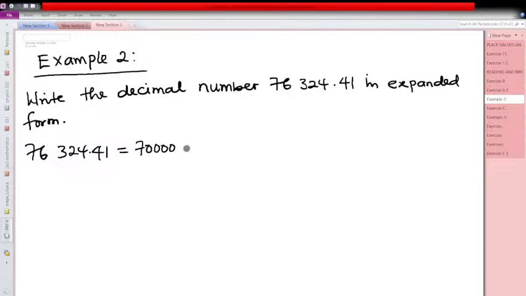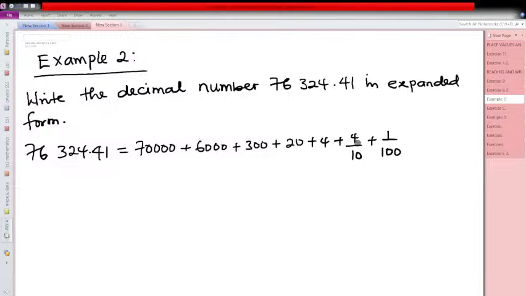70,000 plus 6,000, not 60, sorry, 6,000 plus 300 plus 20 plus 4 plus, then we are going to the fractional part. This is 4 over 10 plus 1 over 100.